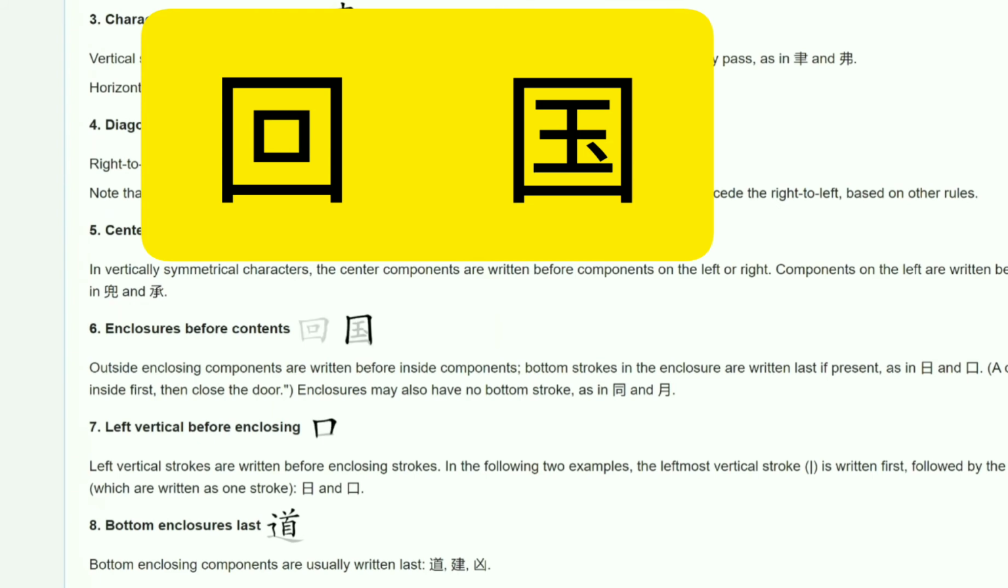Okay, that just gives you a rough idea. Next time, if you see characters with similar structure, you start with the outside structure first, and then fill in the middle bit, and then close it in the end.